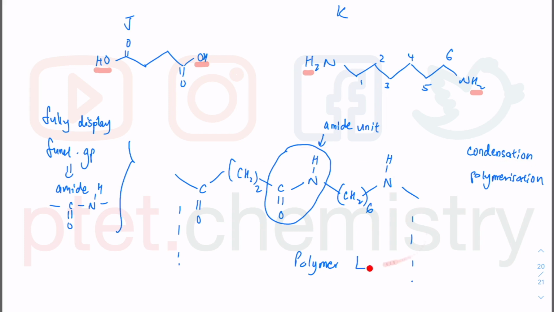So this is 1 repeat unit of this polyamide there. Fully display the amide unit. I have gotten the CH2 twice for the butanedioic acid there. I've gotten the CH2 6 times for the hexane-1,6-diamine there. And I think that's it for that 18 mark question number 6 there.